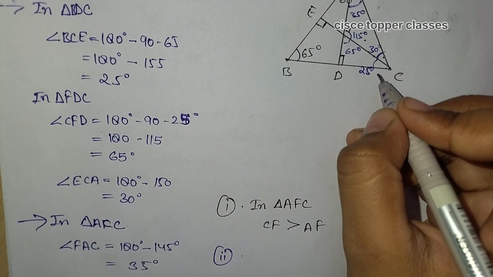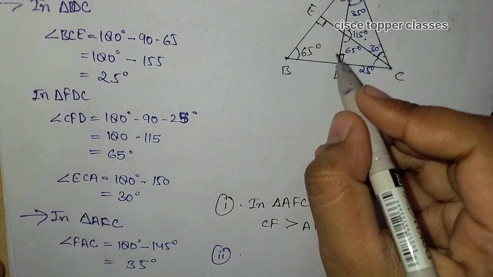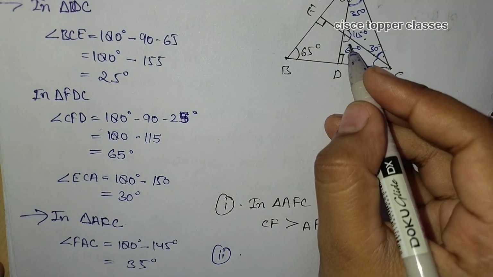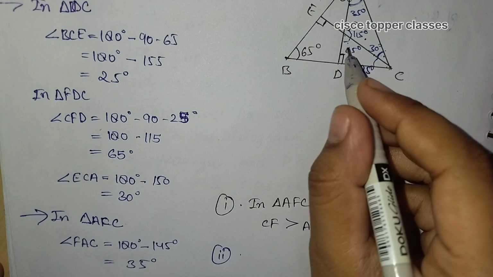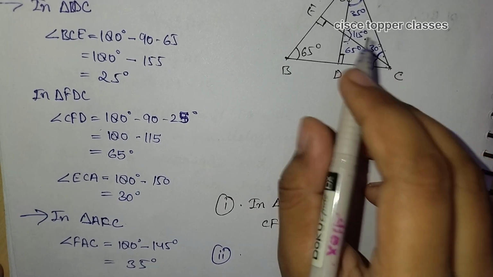We can write here 25 degree. Now we have to prove that DC is greater. So simply we have 65 here, which is the largest angle between these two angles. So the opposite side DC will be equal here.